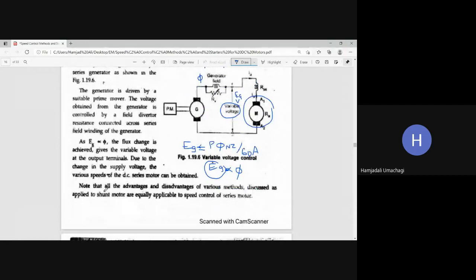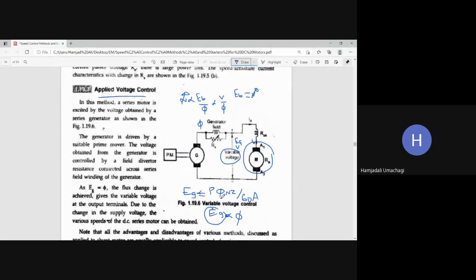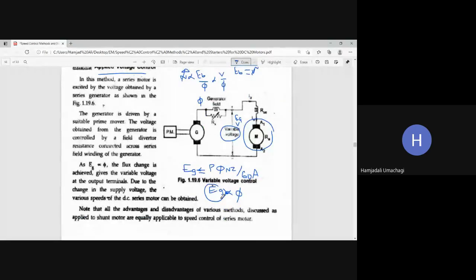Okay. Note that all the advantages and disadvantages of the various methods discussed as applied to the shunt motor are equally applicable to the speed control of the DC series motor also. So whatever advantages and disadvantages we have seen for the speed control of the DC shunt motor, the same will be there for the speed control of the DC series motor. That is the meaning. Is it clear?